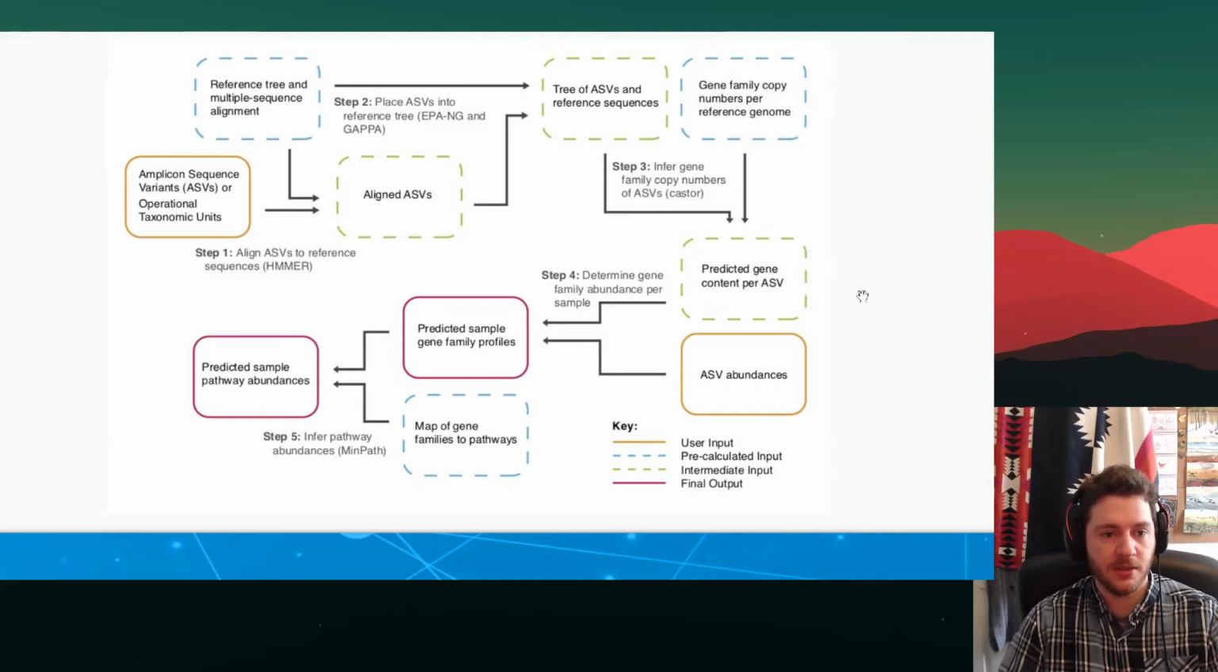Okay, grand. So now we have our predicted gene content per ASV. However, this is only so useful. Instead, we want to determine the gene family abundance per sample. So we want to know how much of each gene family is in each sample based on the ASV abundances and predicted gene content per ASV.